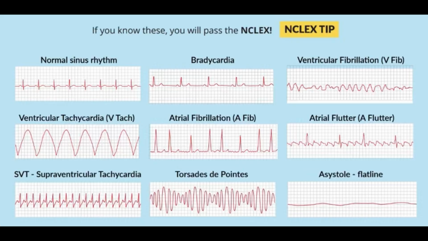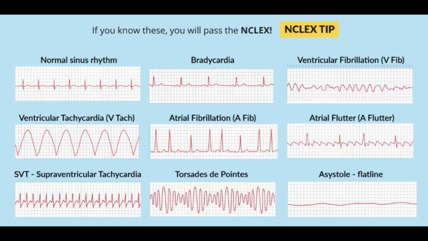So NCLEX doesn't just ask what type of rhythm it is; it is usually based on nursing priority and nursing action. Questions come like what will the nurse do first, which order is priority, when to give atropine, amiodarone or adenosine, and when to call a code blue. So ECG is basically critical thinking plus nursing judgment.